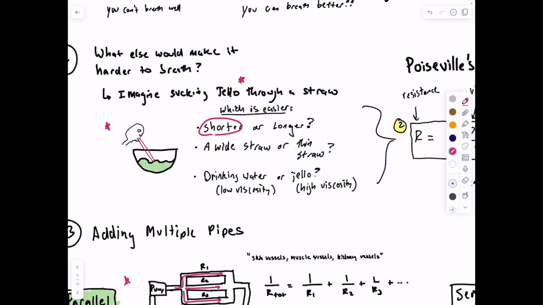All right, a wide straw versus a thin straw. Well, a wide straw is going to be easier. And then, would drinking water through that straw be easier than drinking Jello? This is viscosity. Something with low viscosity like water versus something with high viscosity, difficulty of flowing, like Jello or honey, is going to be harder.